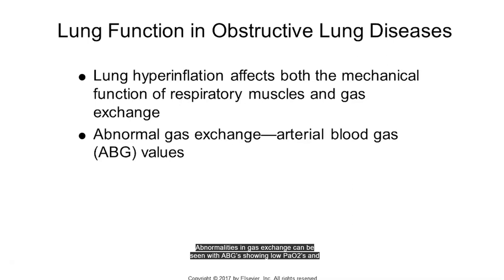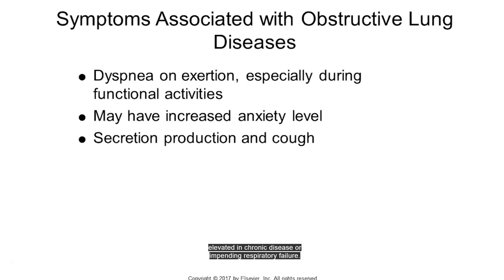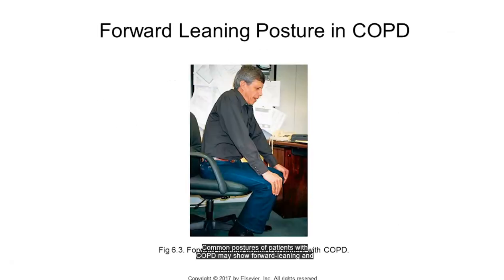Abnormalities in gas exchange can be seen with ABG showing low PaO2s and PaCO2 levels that are decreased in early obstructive disease due to tachypnea and elevated in chronic disease or impending respiratory failure. Dyspnea on exertion is common and may produce a high anxiety level leading to more dyspnea. Secretion production and cough may further impair functional activities. Common postures of patients with COPD may show forward-leaning and tripoding, which is a compensatory mechanism to help with exhalation.